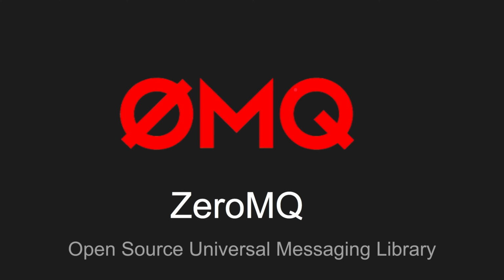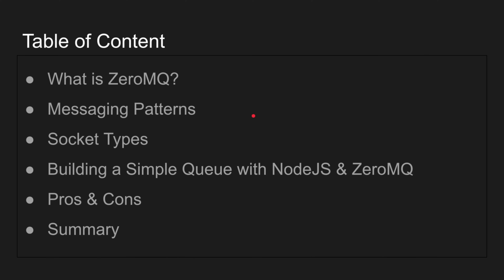ZeroMQ is an open source universal messaging library written in C++, and it's designed for high performance asynchronous messaging. In this video, I want to go through this beast of a library. I'm going to talk about the following topics.